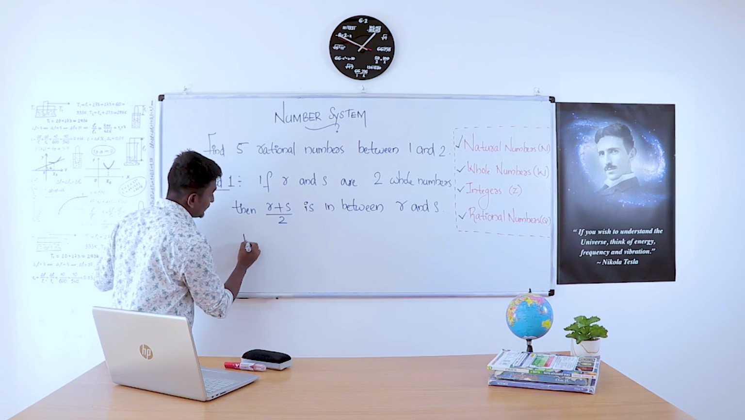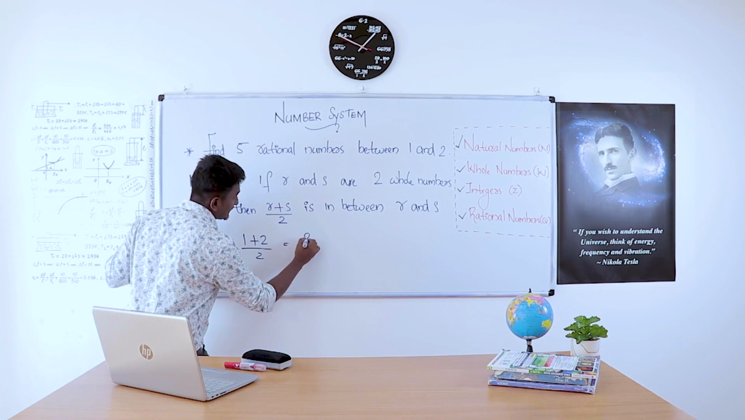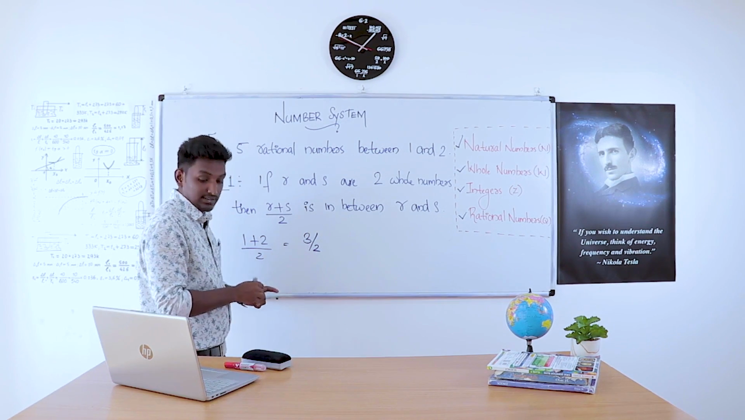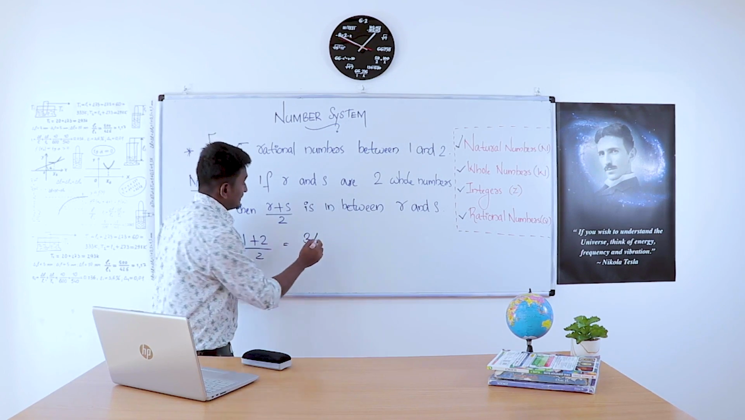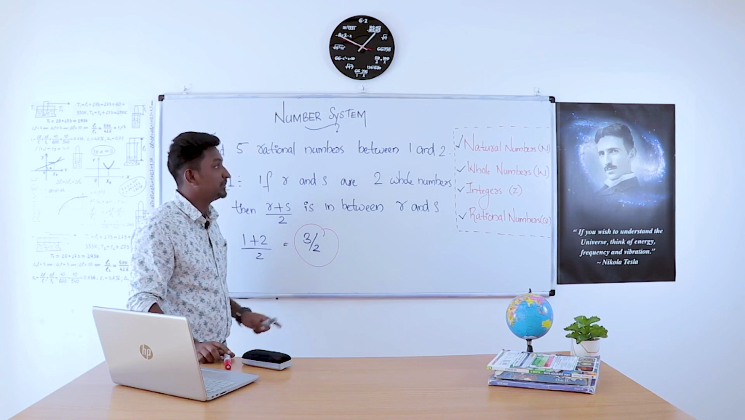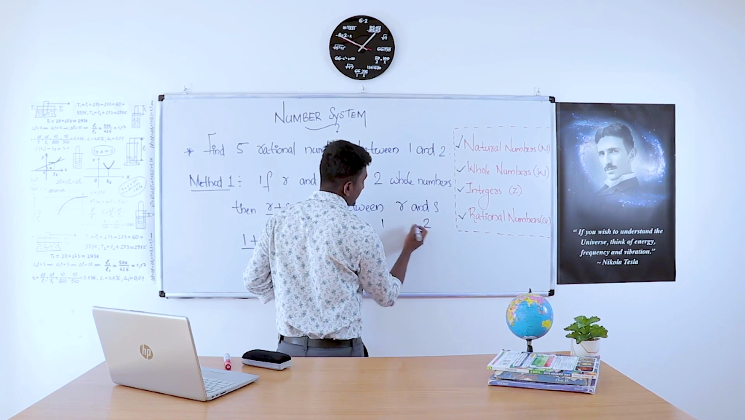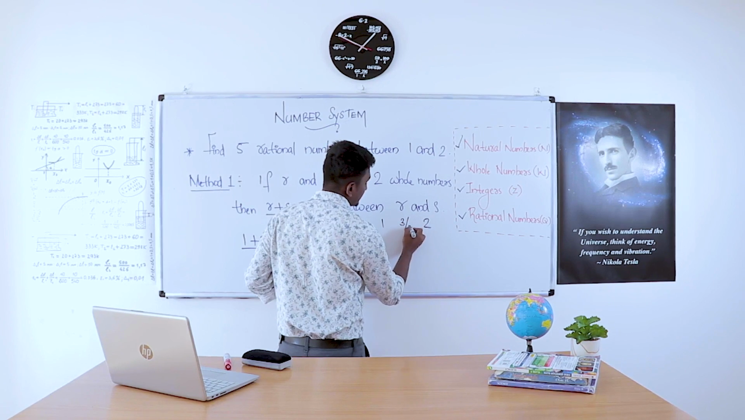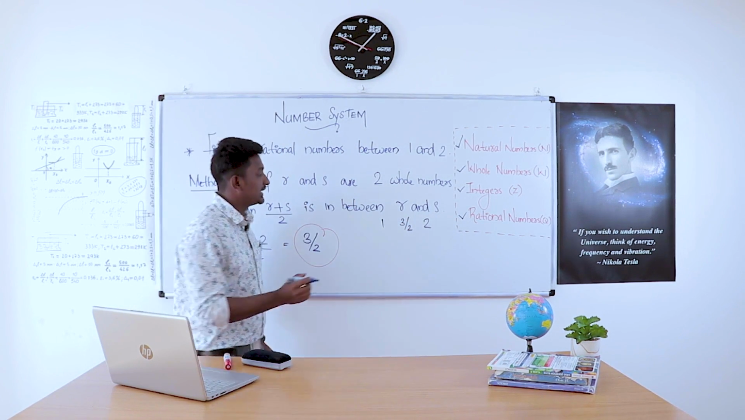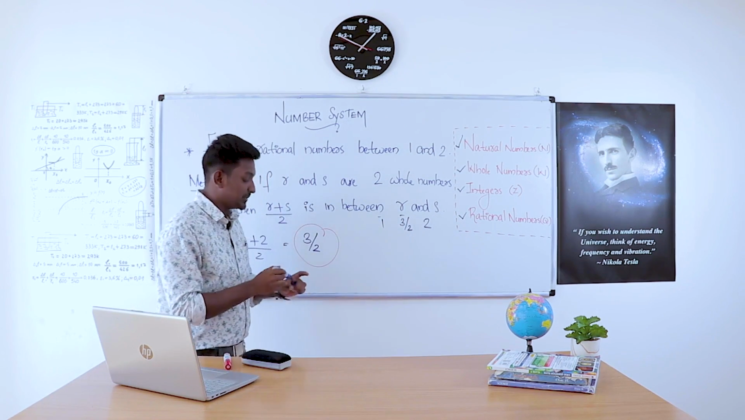Then (1 + 2)/2, that is equal to 3/2, is in between 1 and 2. This is the first one. This is one rational number between 1 and 2: 3/2. Now we can write 1, 2. In between 1 and 2, there is 3/2. Now, consider two numbers as 1 and 3/2.